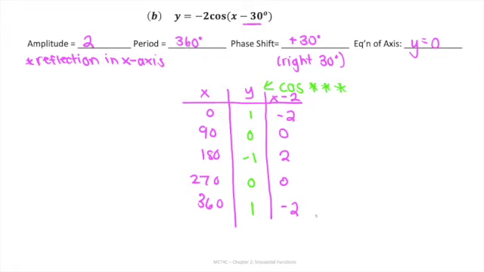Okay, our period is 360 degrees, so we don't have to do anything to our period. Nothing's going to affect those x's and stretch or compress them, okay? So just leave that. Our phase shift, though, we're moving to the right 30, which does affect our x values. So we're going to have to add 30 degrees to each of these.